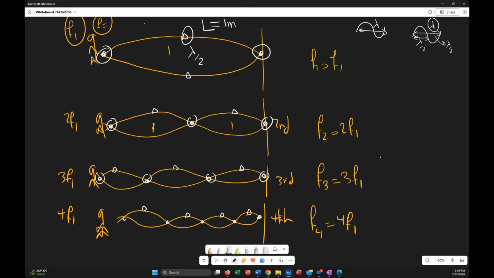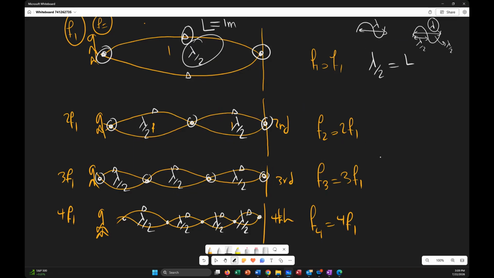Here in the second harmonic, each one of these is half a wavelength. In the third harmonic, each one of these is half a wavelength. Each one of these is half a wavelength, yes? Okay. In the first harmonic, how many half wavelengths do I have? I have one half wavelength, which is equal to the length of the string.